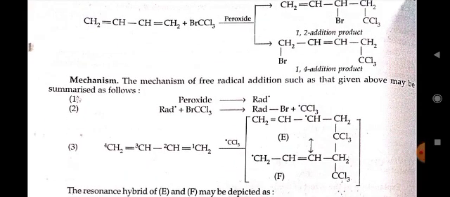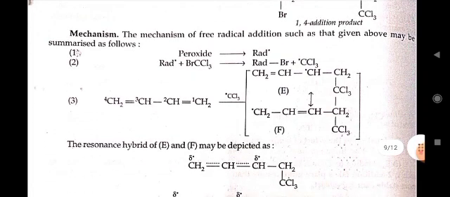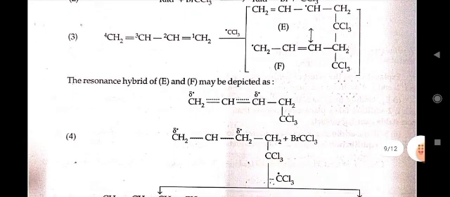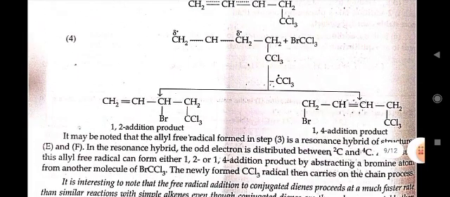Mechanism. The mechanism of free radical addition such as that given above may be summarized as follows. Peroxide gives a radical. The radical plus BrCCl3 gives radical-Br plus the CCl3 radical. The resonance hybrid of E and F may be depicted as follows.